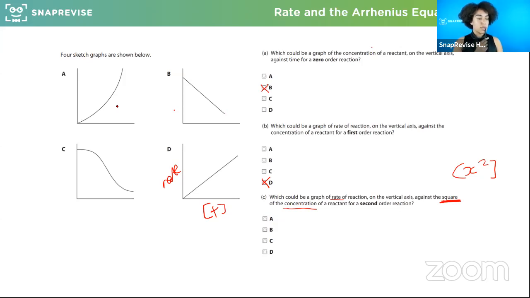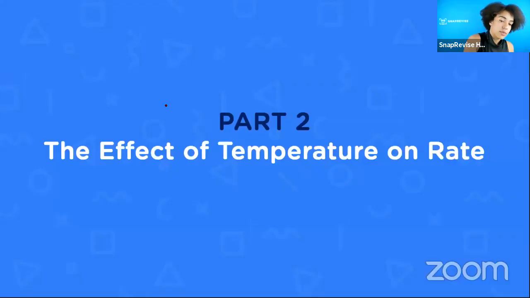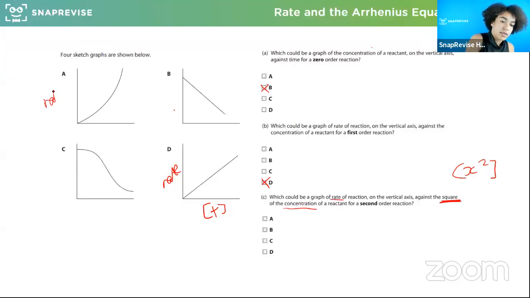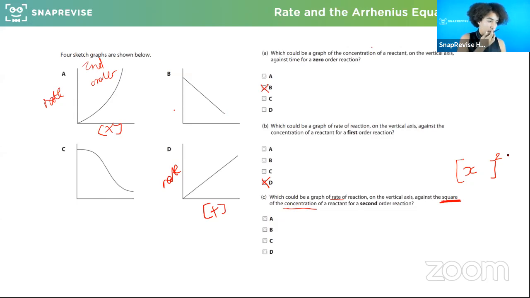So it's not A, guys, because A would be rate against the concentration for a second order reaction. You guys are totally right about that. But that's not what the question says. The question says which would be rate against the square of the concentration. And if you remember from the other one, if you square it, you get a linear graph. Is that making sense? So it's going to be D again.